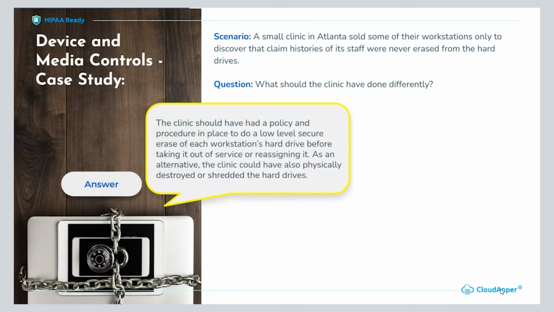The clinic should have had a policy and procedure in place to do a low-level security erase of each workstation's hard drive before taking it out of service and reassigning it. As an alternative, the clinic could also have physically destroyed or shredded the hard drives.